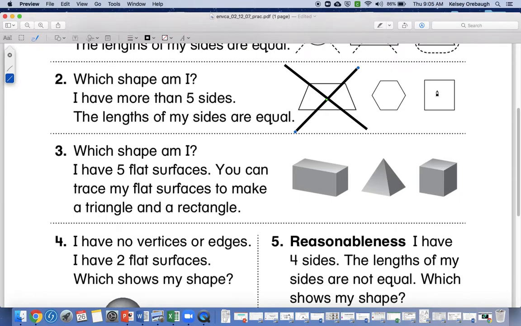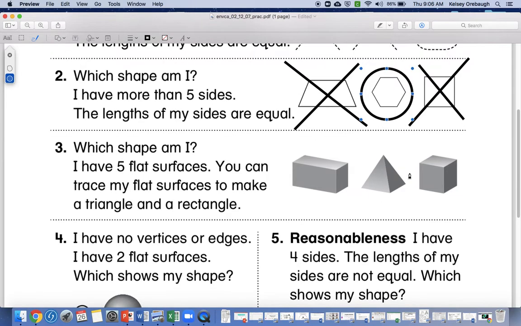Let's look at the last shape. 1, 2, 3, 4. Is 4 more than 5? No, that does not match the first clue. So without even looking at the second clue, we already have our mystery shape. Let's read it just to make sure. The lengths of my sides are equal. In this hexagon, all sides are the exact same length. They are equal. Equal means the same. So we can say that this must be the mystery shape. 6 sides is more than 5, and all of the sides are equal. I'm going to circle this as my mystery shape.